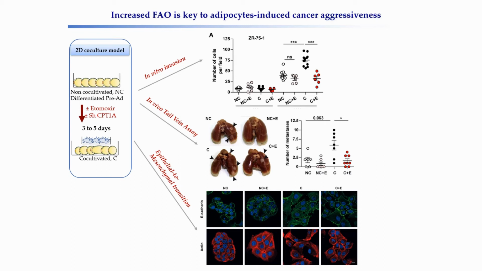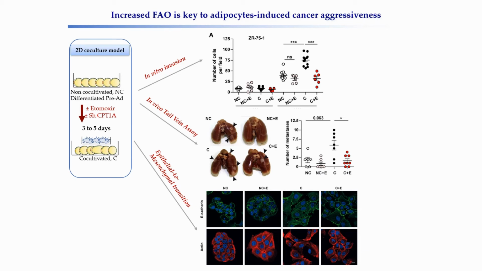We found that it was able to decrease the pro-invasive effect of adipocyte in vitro. Co-cultivated cells exhibit increased invasive capacity, and it is inhibited by etomoxir. When we inject these educated adipose tumor cells in the tail vein of mice, in the presence of etomoxir and CPT1A inhibition of expression, there was a decrease in metastasis in vivo.